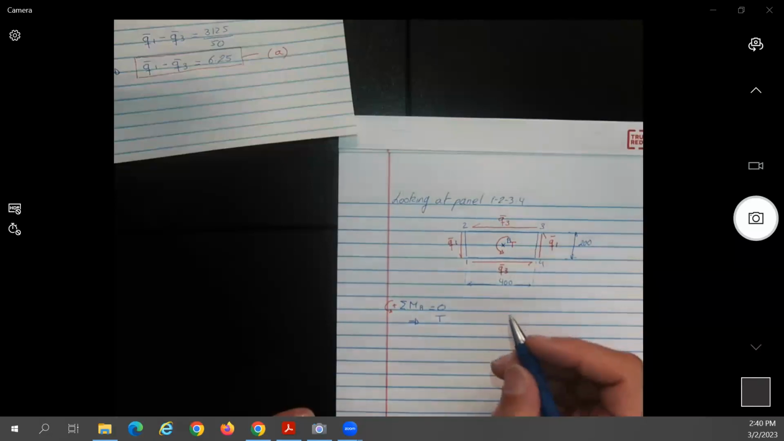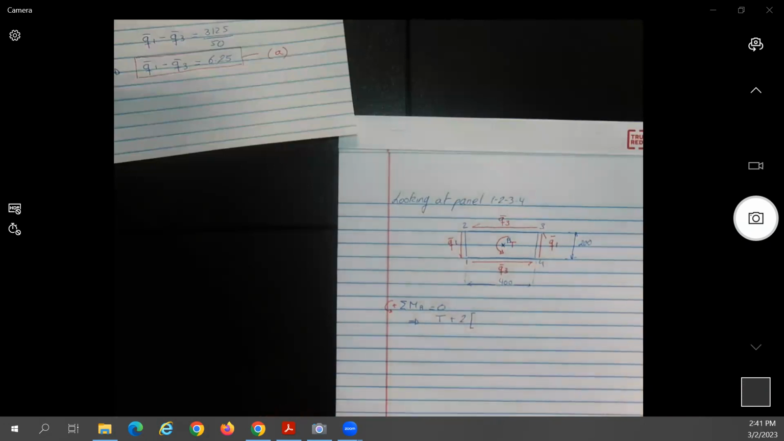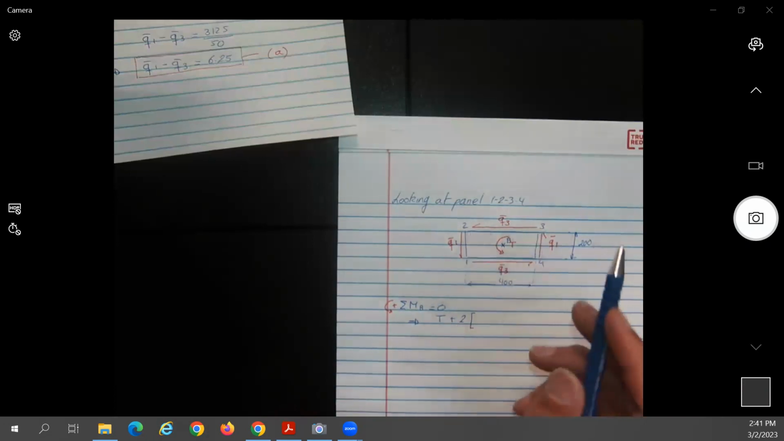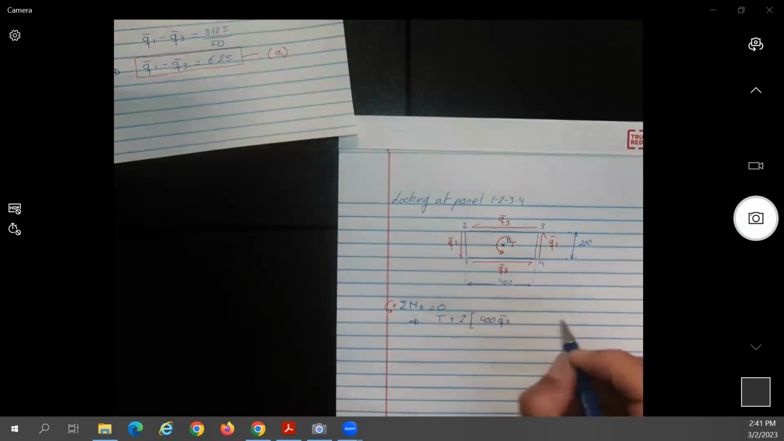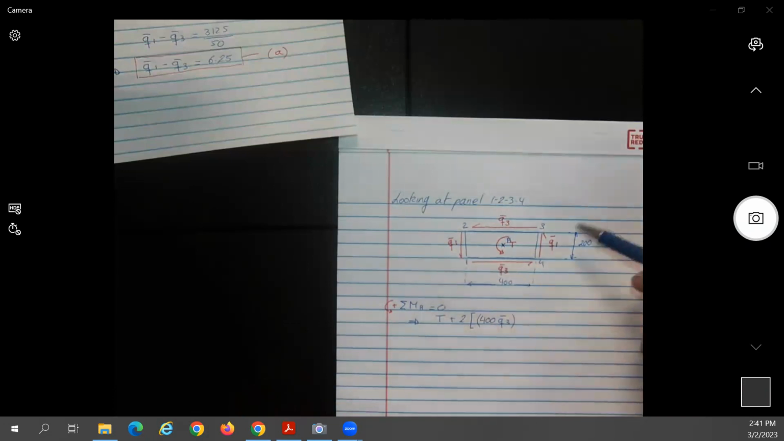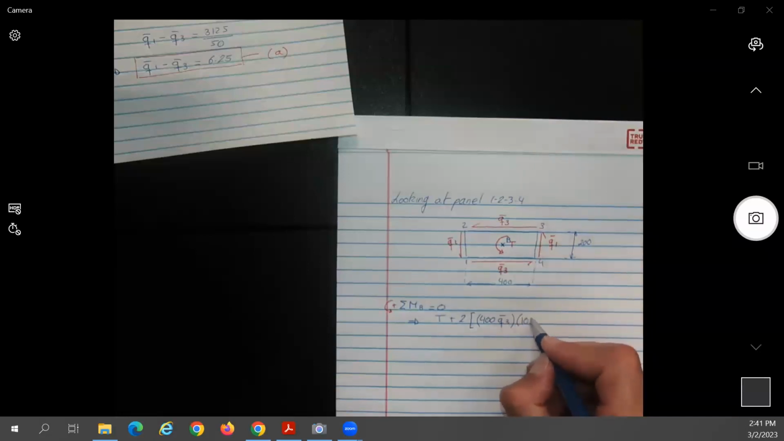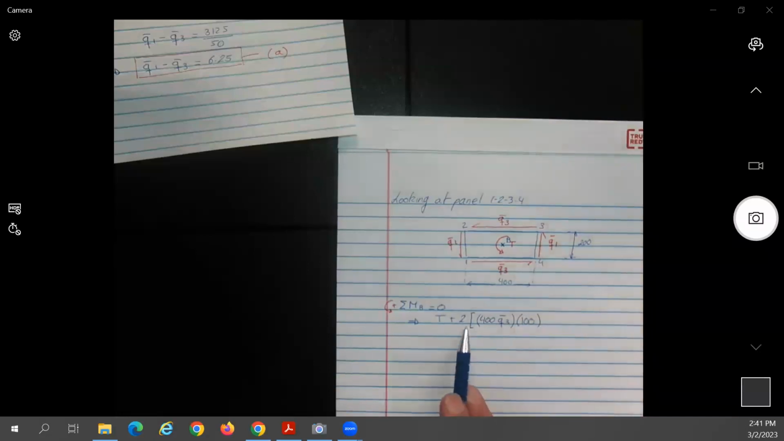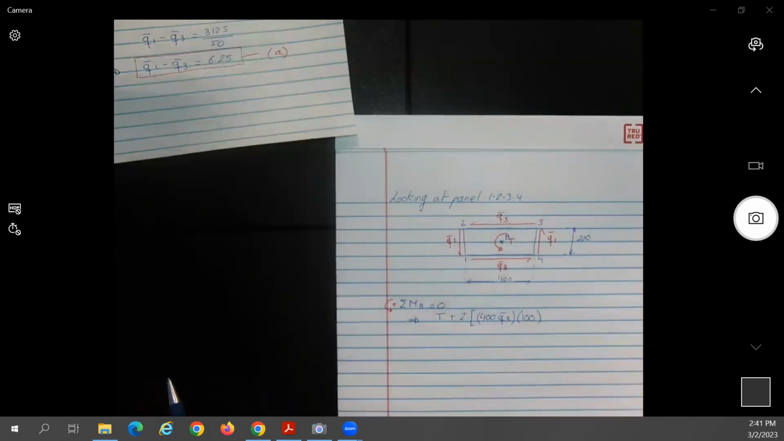So we could do one by one, or I could do just what? Plus, let's say 2 times the effect of Q3 first. So the value of the force between 2 and 3 would be how much? Q times 3. And what would be the arm? What would be the distance between this force here and this one here? 100, no? And I'm multiplying by 2, because it would be the same effect between panel 2 and 3 and 1 and 4, no?